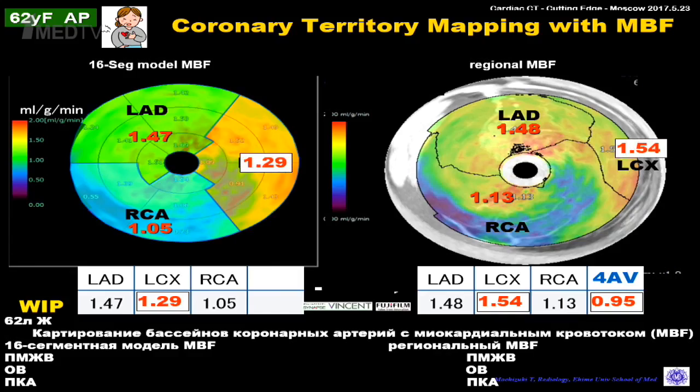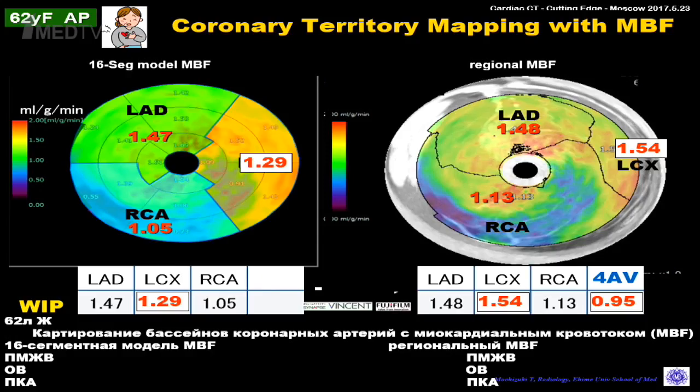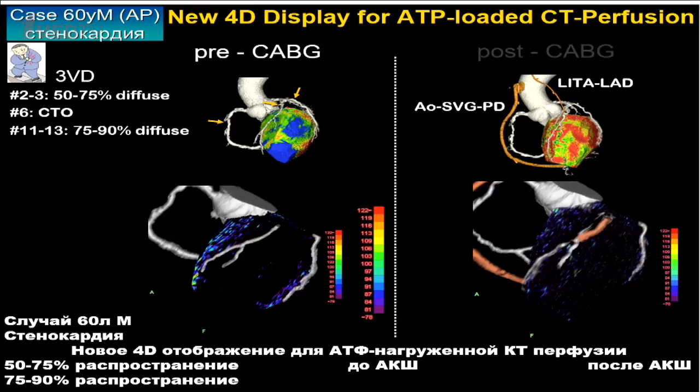And if you use the standard territory mapping, the LCX may be the borderline of the ischemia, but in this patient, the LCX is small and the absolute value was normal. So this part is very ischemic.